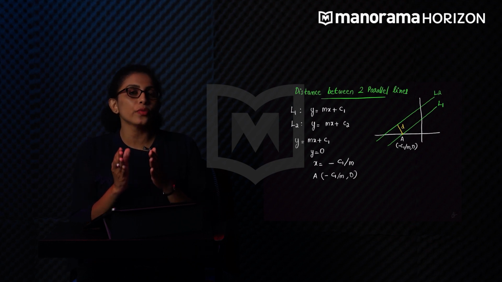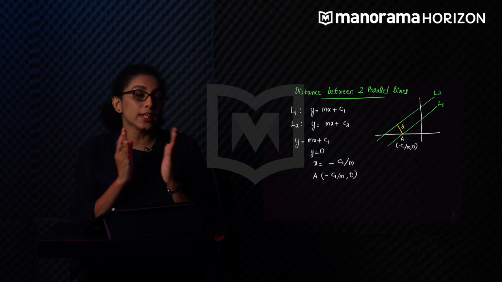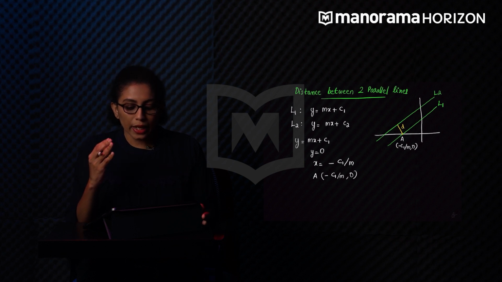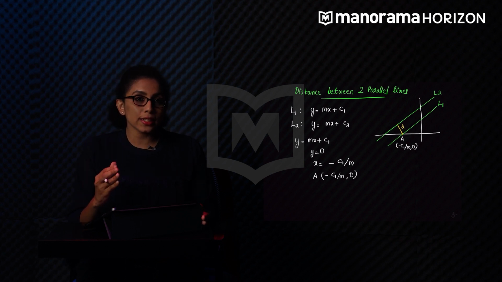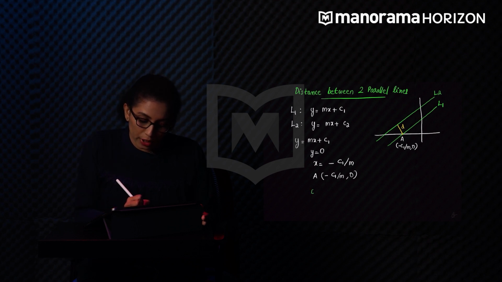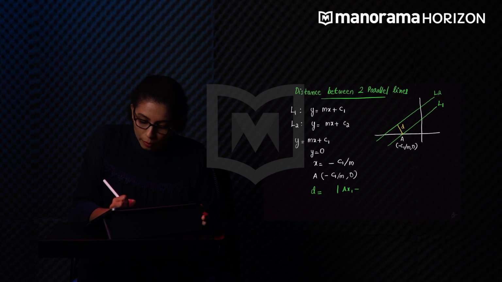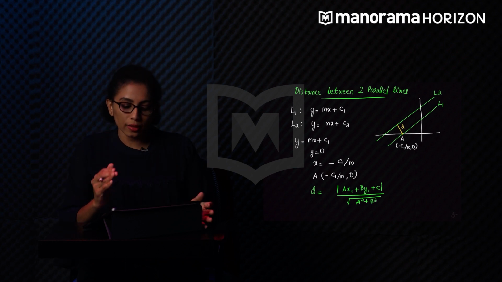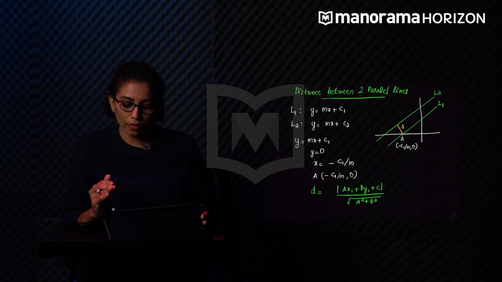This perpendicular distance will give you, unfortunately, the distance between two parallel lines. Just now we have discussed how to find the distance from a point to a line, right? We got an equation for perpendicular distance D is equal to modulus of ax1 plus by1 plus c by root of a square plus b square, and we have to use this equation in this particular situation, right?